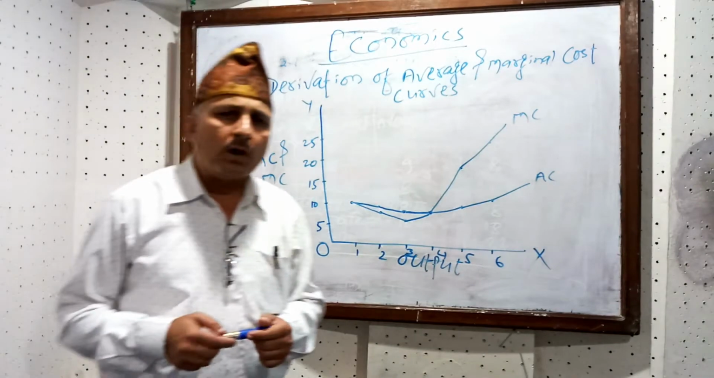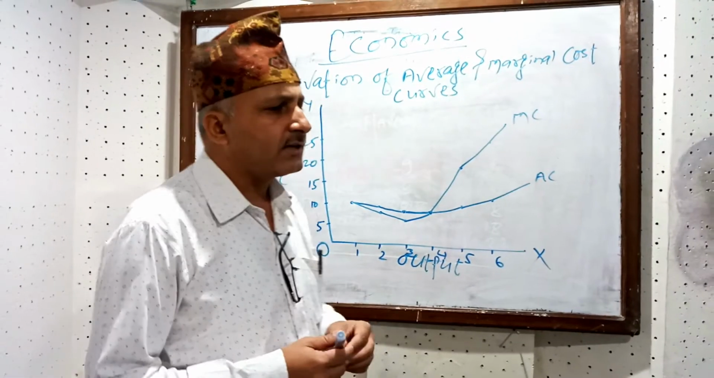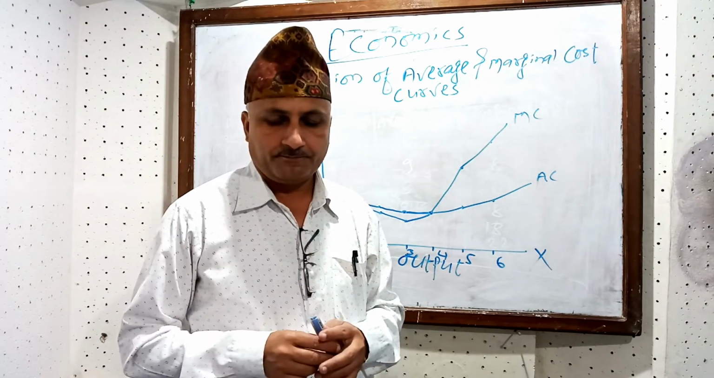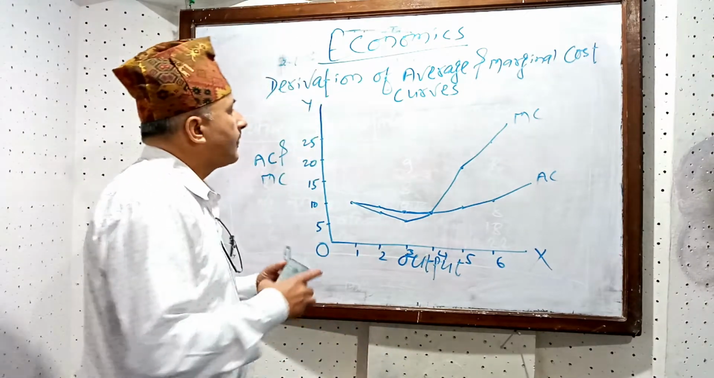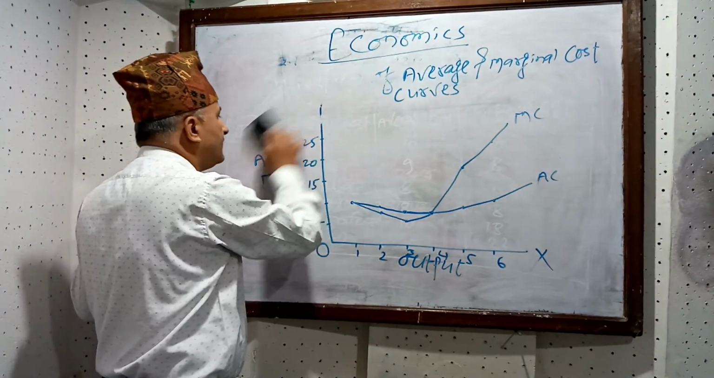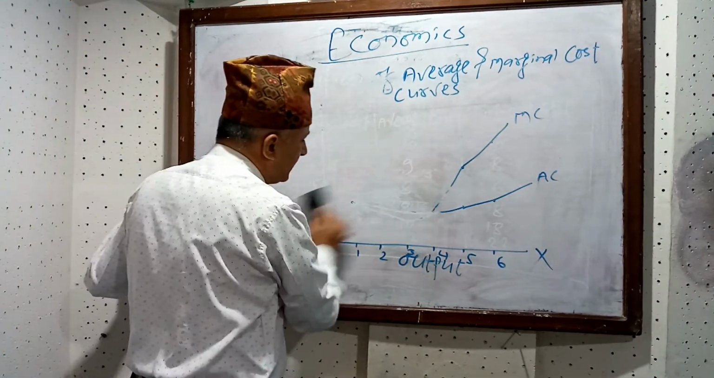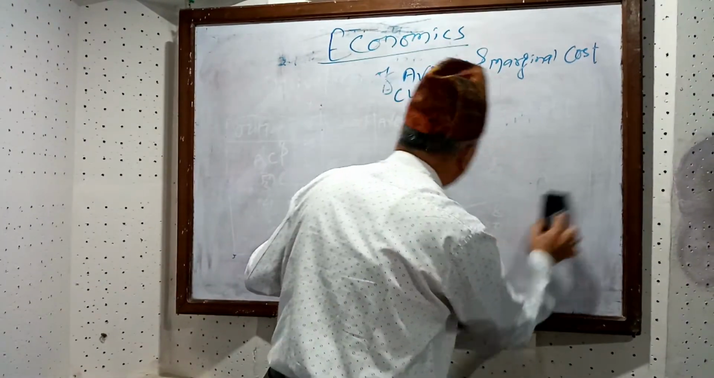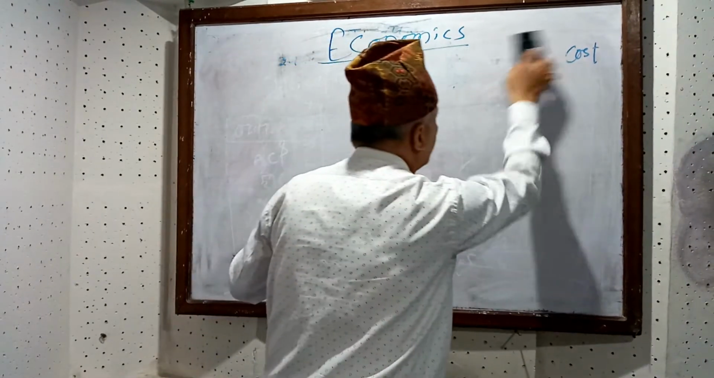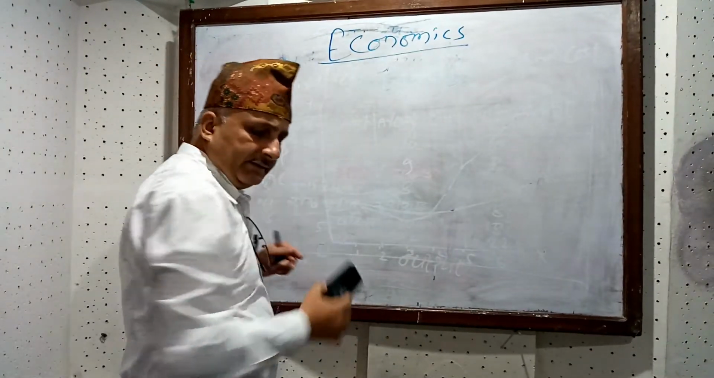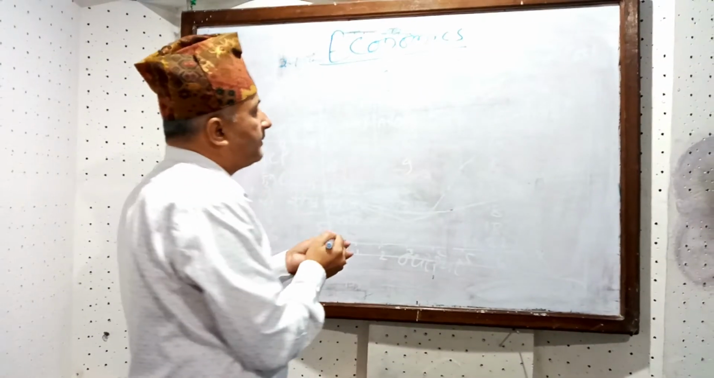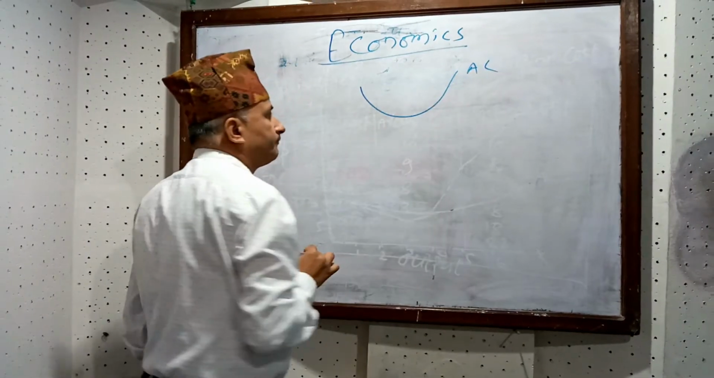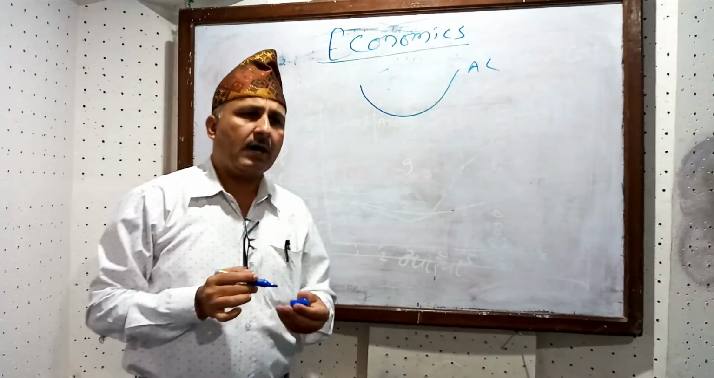Now sometimes one question is also asked. The question is, why is AC generally U-shaped? Let's discuss that. This type of question can also be asked in your examination, and this carries 5 full marks. Generally AC becomes like this. AC is U-shaped. Now why?